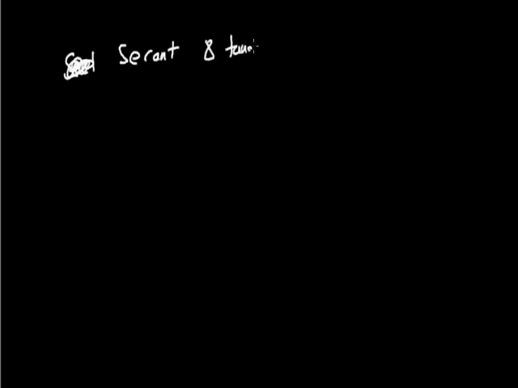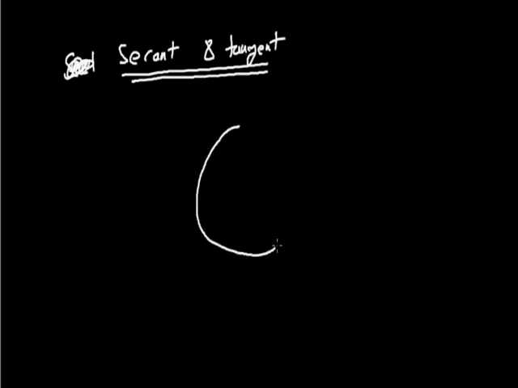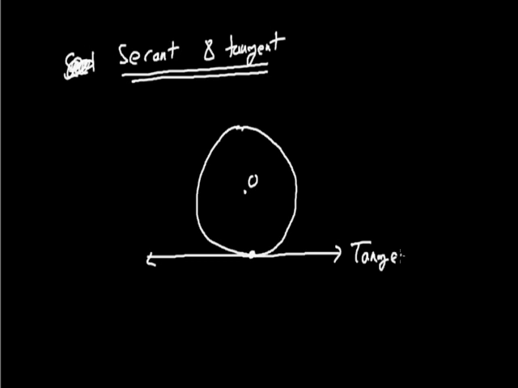Now after that we define the terms secant and tangent. What do we mean by a secant or a tangent? Let's consider a circle with center O. When a line passes through the circle at just one point, this is the point of contact. This line is called the tangent to the circle.